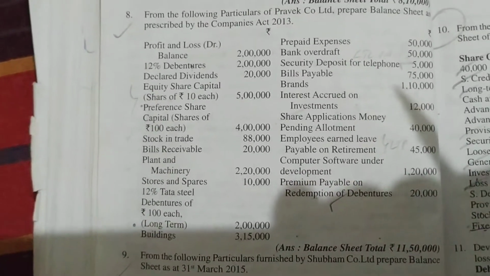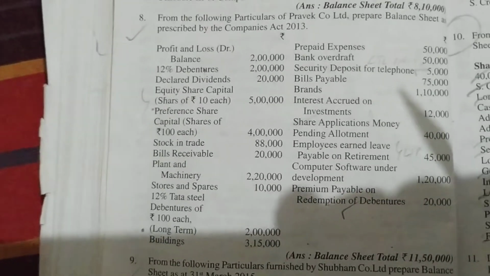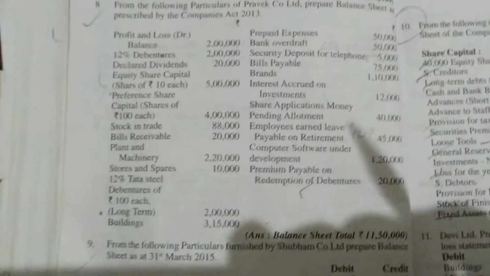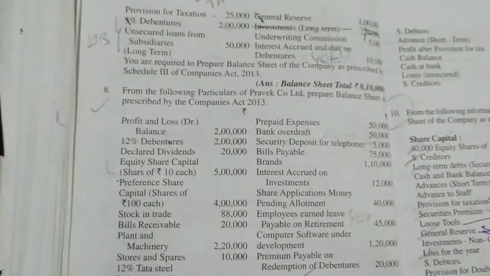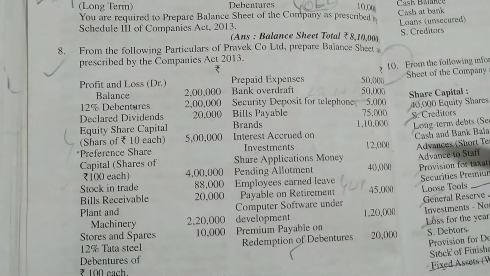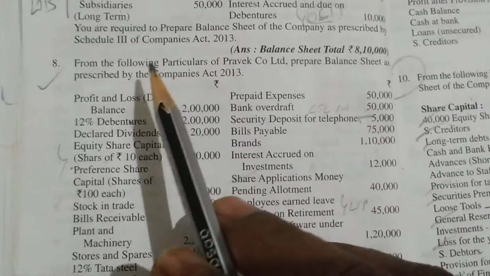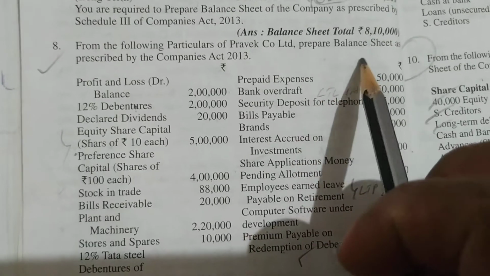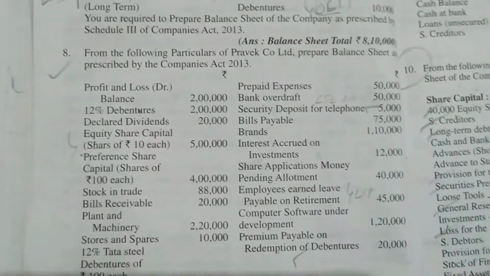Okay. So after that, working notes, you have to prepare the format, and you have to write that amount in the format. So let us first see what all working notes we have to prepare. First we'll read the question, then we'll see what working notes we have to prepare. What is it saying? The following particulars of Private Company Limited, prepare balance sheet as prescribed by the Companies Act 2013.